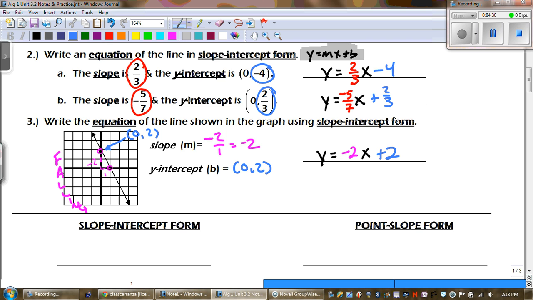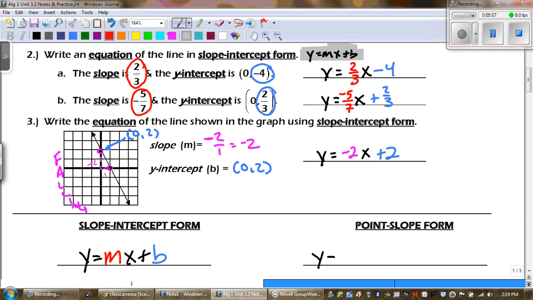So far we have talked about y equals mx plus b, your slope and your y-intercept. I'm actually going to change that to a different color. Now, the new formula that we're talking about today is called your point-slope form.